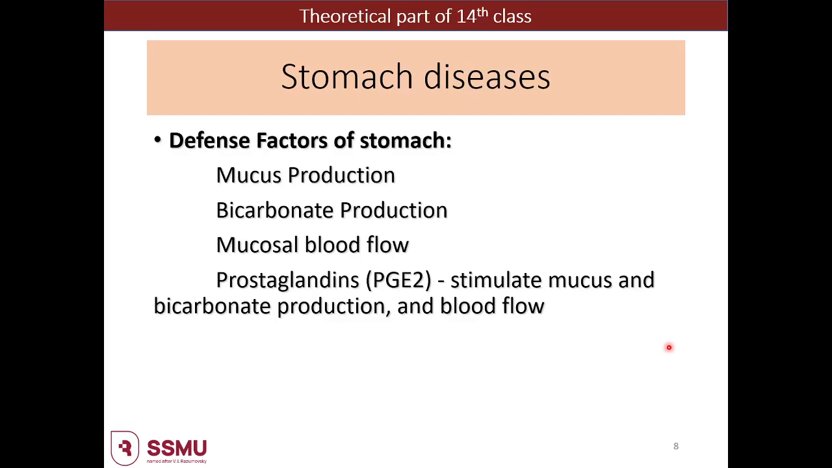So after the esophagus, we should discuss the stomach. Stomach disease is associated with an imbalance between defense factors and factors of aggression. So let's review some defense factors of the stomach. I hope you remember it from the pathophysiology department, and you should know that defense factors are mucus production, bicarbonate production, mucosal blood flow, and prostaglandins, which stimulate all of these factors.